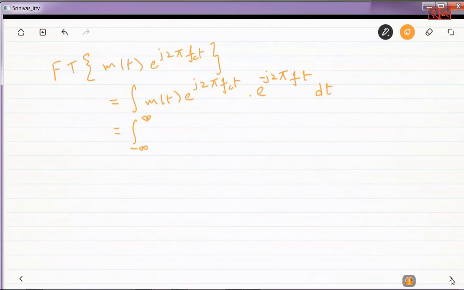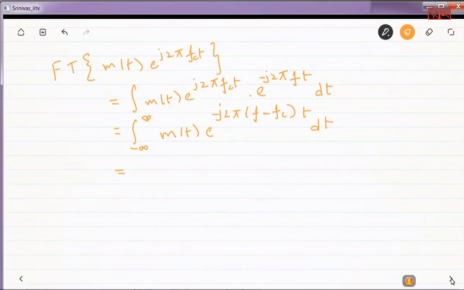So this is m of t e power j 2 pi (f minus fc) t dt. Now what is this?